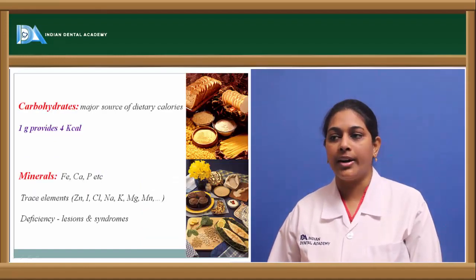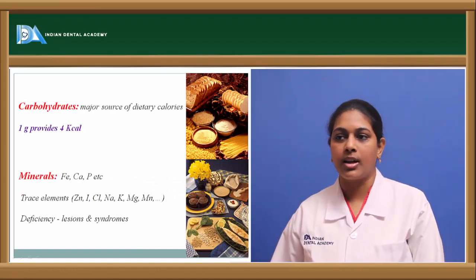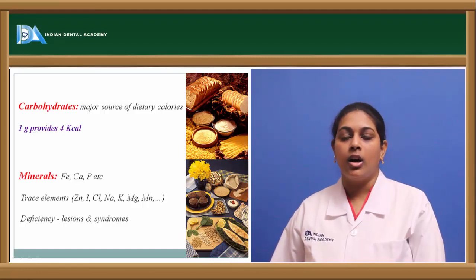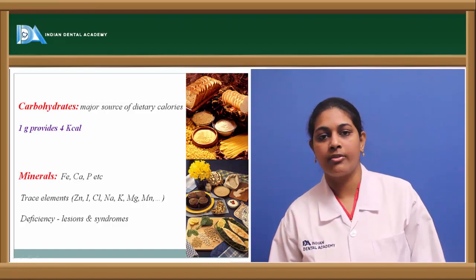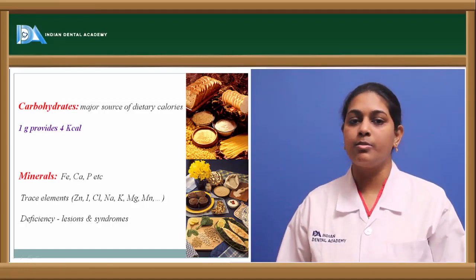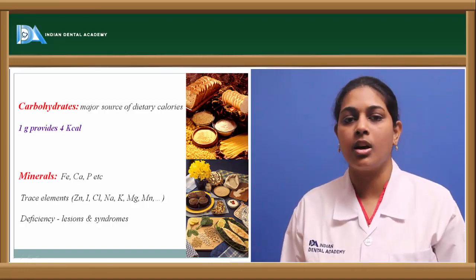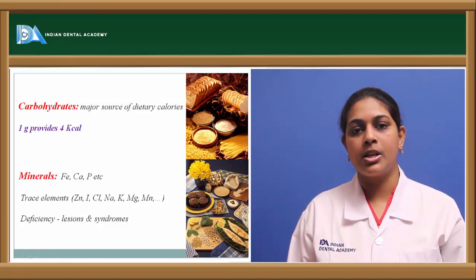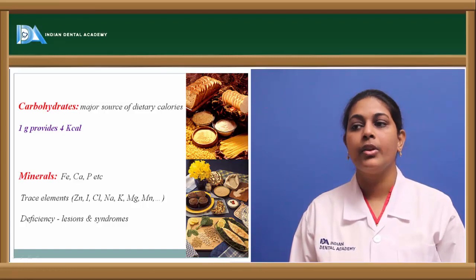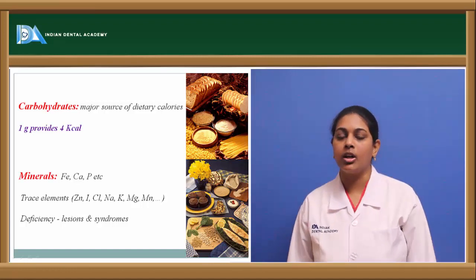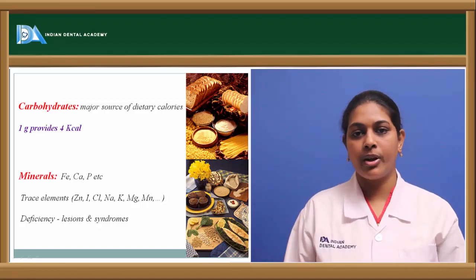Next, coming to carbohydrates, which are the major source of dietary calories, and 1 gram provides 4 calories to a human. There are also a few minerals, and a deficiency in these minerals leads to improper functioning or alterations in the body maintaining system. And amongst them, the major important minerals are iron, calcium, and phosphorus.